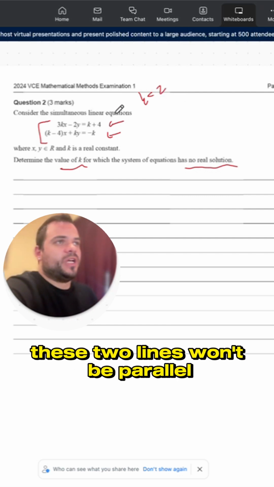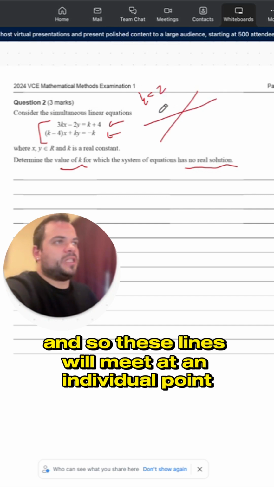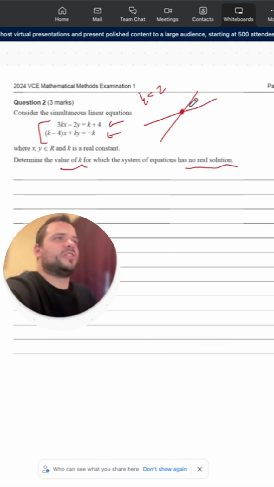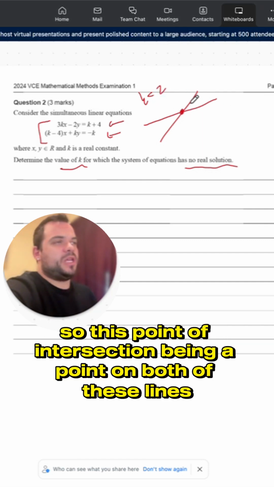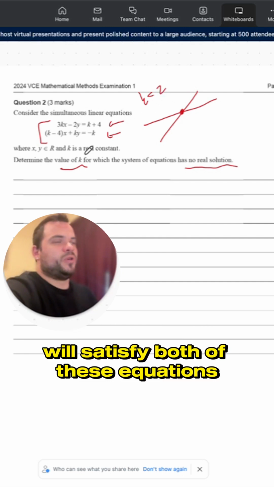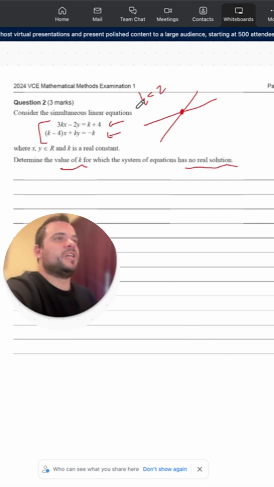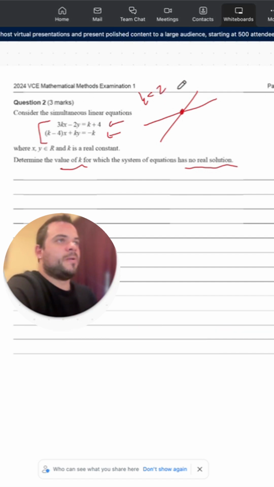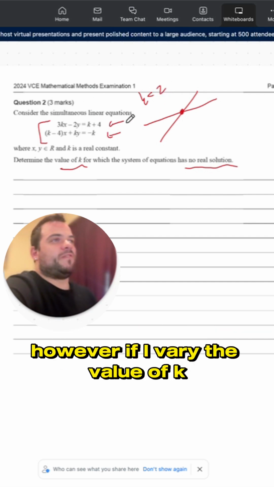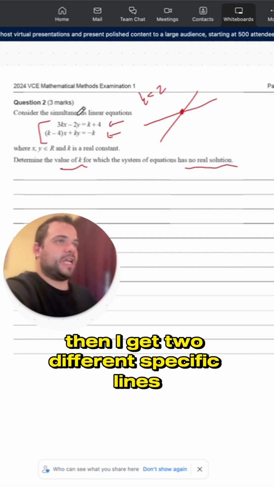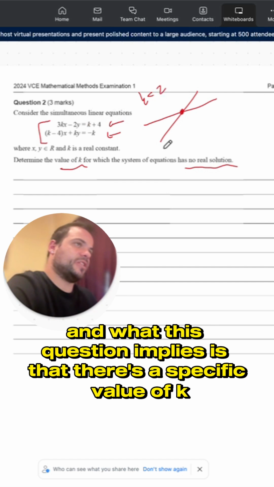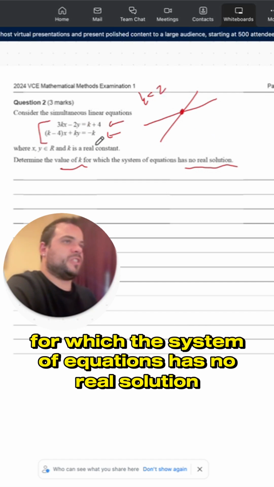When k equals 2, these two lines won't be parallel, and so these lines will meet at an individual point, a specific point, this point of intersection. So this point of intersection, being a point on both of these lines, will satisfy both of these equations, and therefore that'll be the solution to the simultaneous equations when k equals 2. However, if I vary the value of k, then I get two different specific lines.